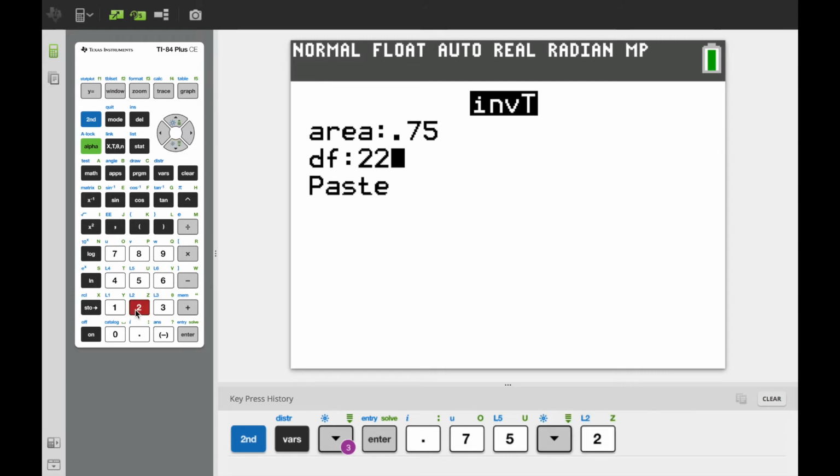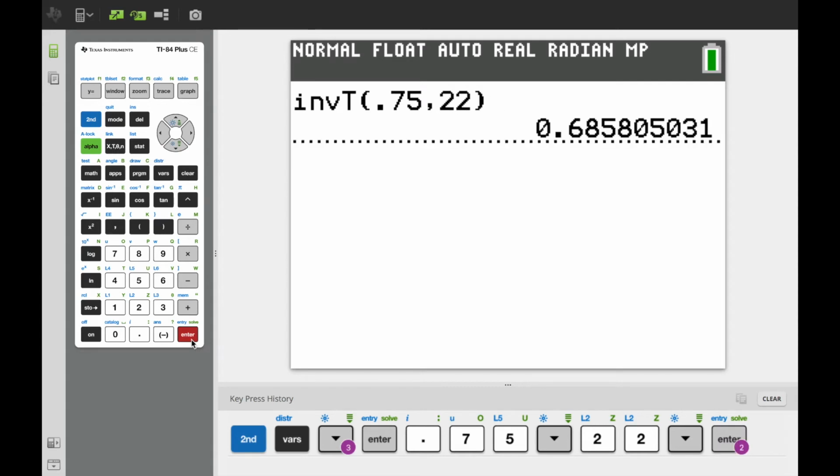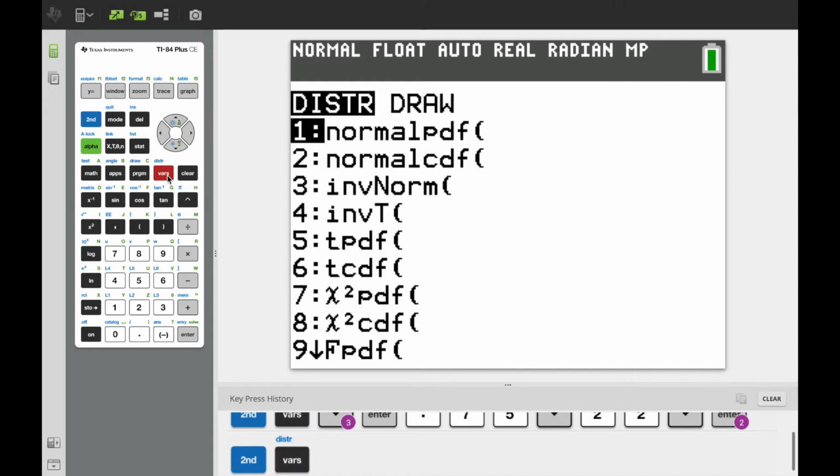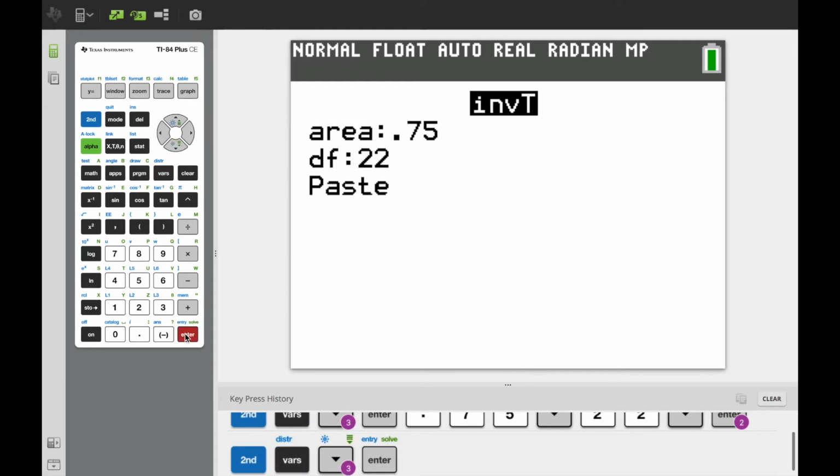And so we had 22 degrees of freedom, and if we paste these values into our function, we will get our t-score. Now if we go back and look at the inverse t function, but we're working with a greater than probability, because we're using the calculator, we actually need to take 1 minus our probability.